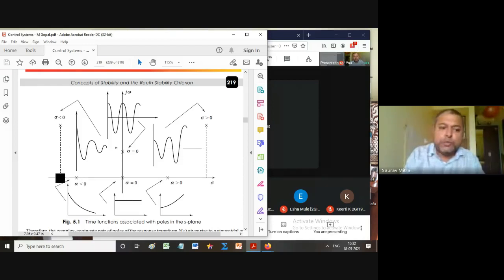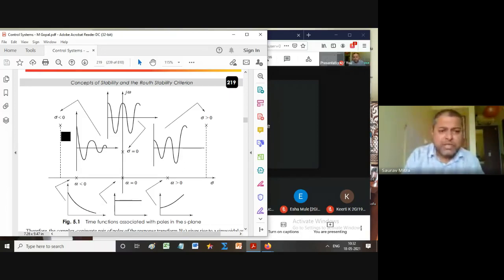So these are three cases: two poles on the left side, two poles on the right side, and two poles on the origin. Again, it will make the system unstable. So we'll see that 1 by s square, what kind of response it gives. 1 by s square will give you t. So two poles on the origin, what kind of response will it produce? 1 by s square is nothing but t. t is an unstable waveform. So all those things we will do, and then we will go in the y direction.